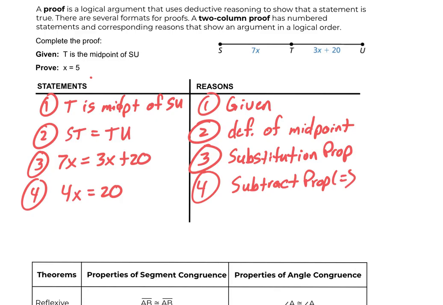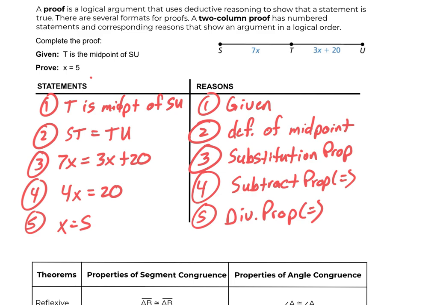Okay? We know we're done when we get to this point right here. So we're not quite there yet. We got one more step to do, and what would that be? Divide by 4. So we get x equals 5. And we got there because we divided, so that's the division property of equality. Okay. So we got to the proof statement that we wanted, and we provided reasonings all the way down.